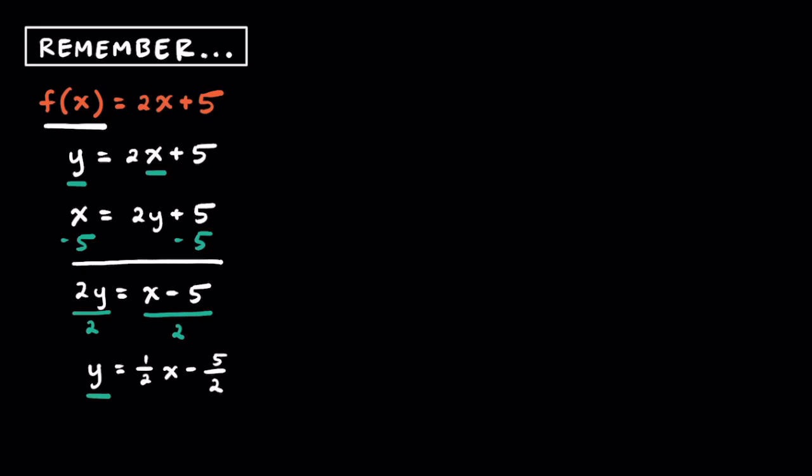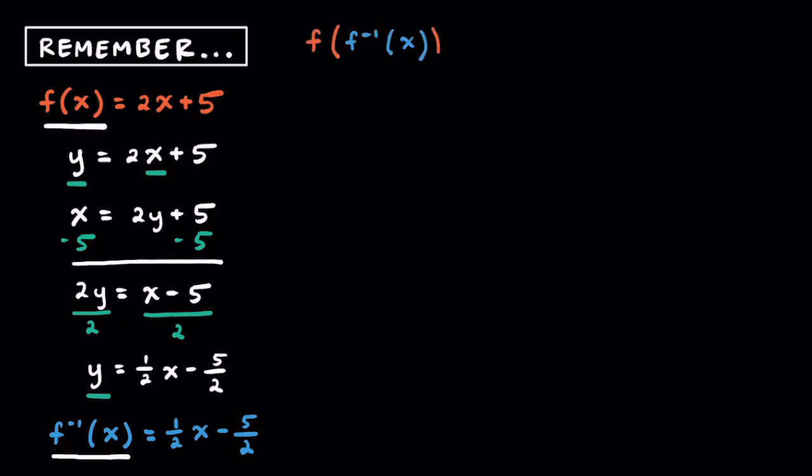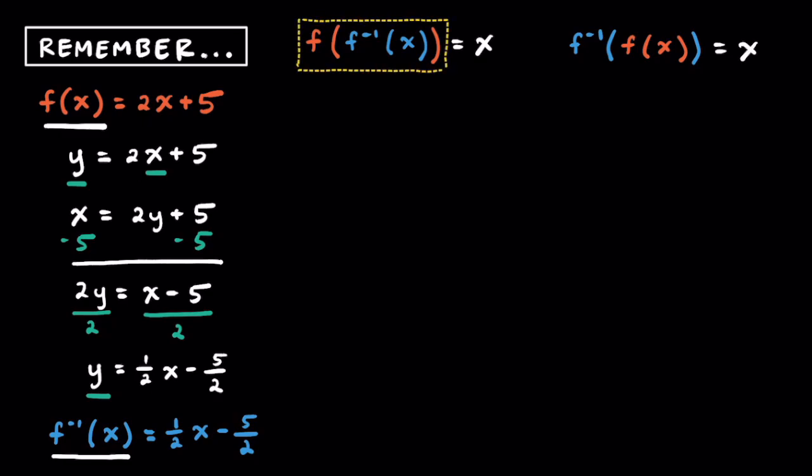And at the very end, we can specify that this y is the inverse, so we can say that f to the negative 1 power of x, or the inverse of the original function, is equal to 1/2 x minus 5/2. This is the inverse. Now let's try to remember how to verify if two functions are actually inverses of each other. Now remember, to verify if f and f inverse are actually inverses of each other, then f of f inverse of x has to just equal x, and f inverse of f of x also has to equal x. If these two statements hold true, then we know that these two functions are indeed inverses of each other.